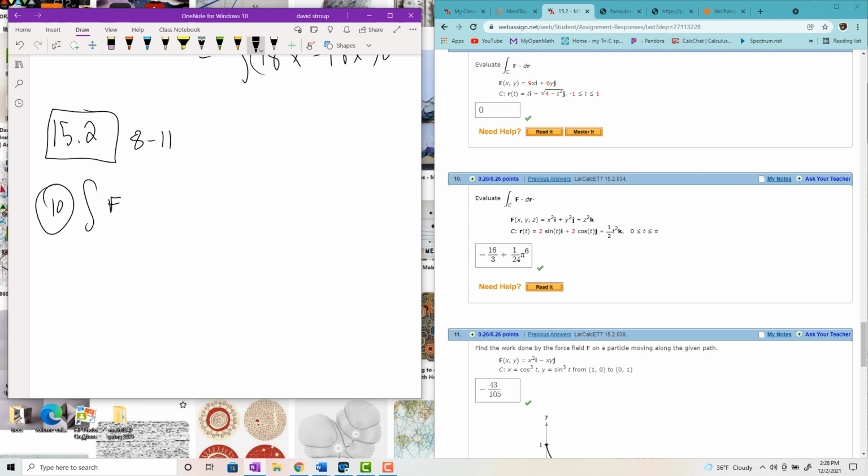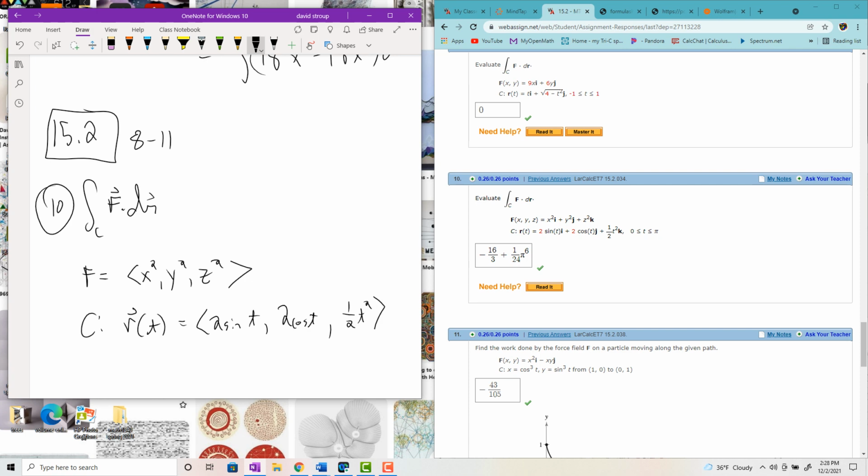So I want to find the line integral of the vector field on the curve C, F dot dr. And the vector field is given as x squared, y squared, z squared. And then the curve is r of t equals 2 sine t, 2 cosine t, 1/2 t squared, and we want to integrate from 0 to pi.